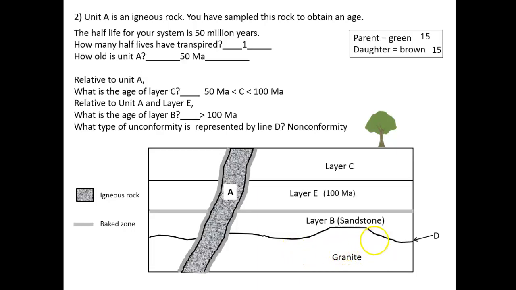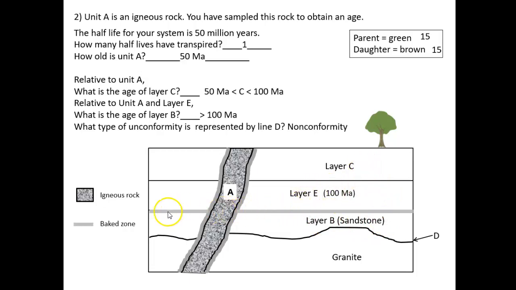And so we have our granite, and then the sandstone was deposited on top of that at or near the surface. That would make the granite the oldest thing here, and then the sandstone came on top of that. So sand was deposited, eventually turned into sandstone. And then do we put C or E next?